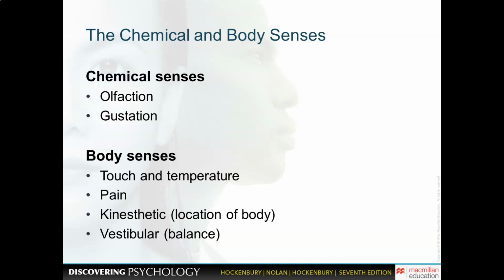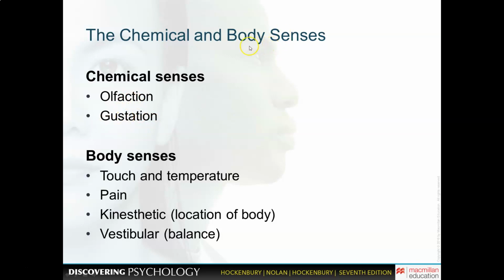Okay, so we're on to a new segment here, and we're going to start talking about our chemical and body senses. Okay, so there's two basic chemical senses. We have what's called olfaction, which is really just a scientific term for smelling. That is a term right there, olfaction. That means smelling. And then the second chemical sense is what's called gustation. And gustation, all that refers to is our sense of taste. That's it. So this is smelling and this is tasting.